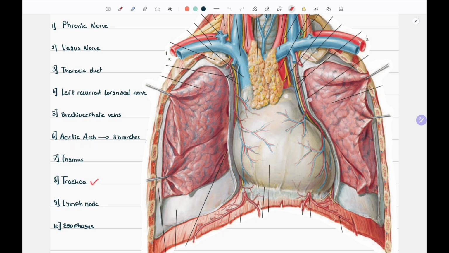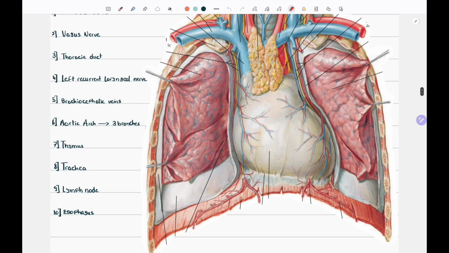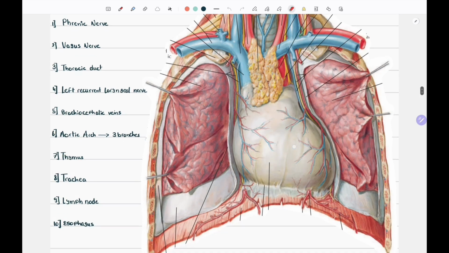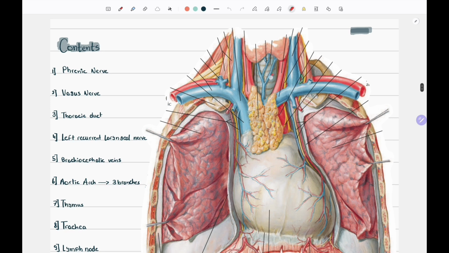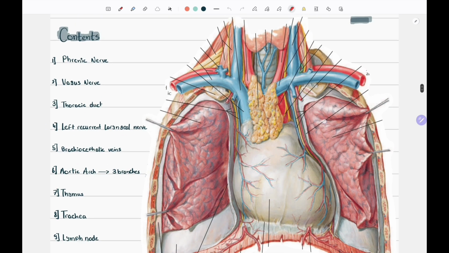Next, we have the trachea. This one is our trachea. This cartilaginous ring shows that it's a trachea. Next, we have lymph nodes. There are various lymph nodes present in this region. And lastly, I have the esophagus. The esophagus sits behind the trachea. So anytime the trachea is taken in contents, the esophagus will by default be there.